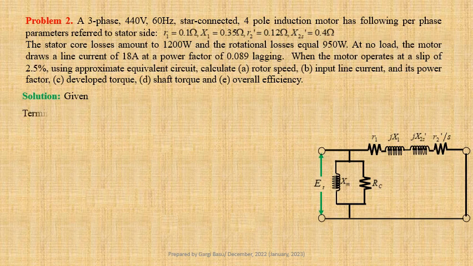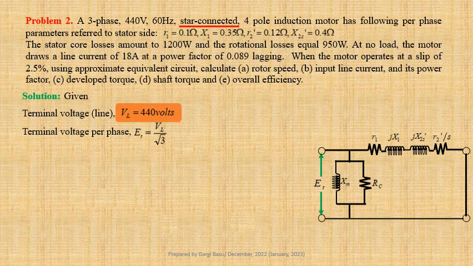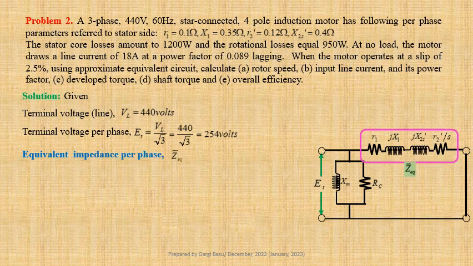Given line-to-line terminal voltage VL equals to 440 volts. For star-connected induction motor, terminal voltage per phase Et equals to VL by root 3, that is equal to 440 divided by root 3, that gives us 254 volts. We have determined equivalent impedance per phase Zeq equals to 4.957 ohm at an angle 8.7 degree.